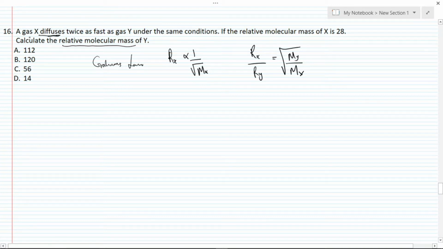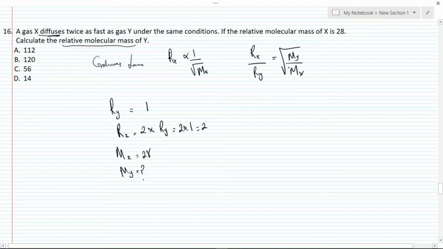So gas X diffuses twice as fast as gas Y. Let's say the rate of diffusion of gas Y, let's give it an arbitrary value of 1. Since X diffuses twice as fast as Y, X is 2 times Ry, so that's 2 times 1 equals 2. So we have the values of Y and X. If the relative molecular mass of gas X, that's Mx, is 28, what would be My? That's what we're looking for.